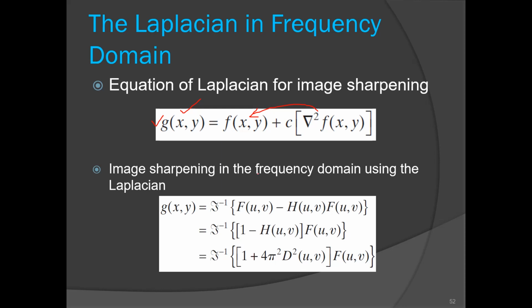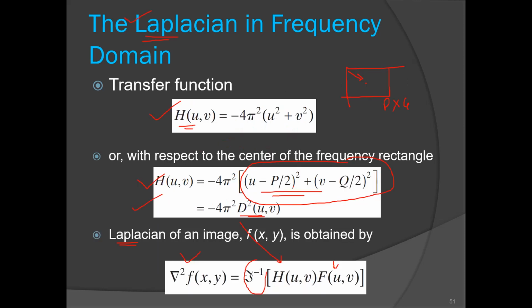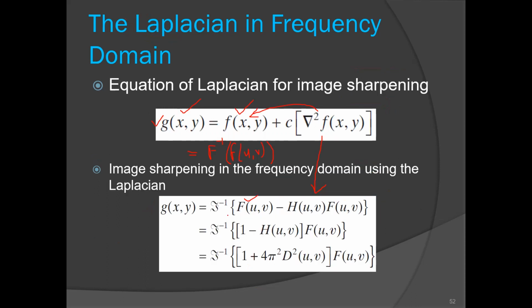Now in the frequency domain our Laplacian equation is like this. Here we have the inverse transform. So now this f of x can be written as F inverse of F of uv, right? This inverse and Fourier will cancel out to get the original image. So f of xy equals F inverse of F of uv. So here we have that one. And what is the value of the Laplacian? Here we have H of uv into F of uv. You put the values here.